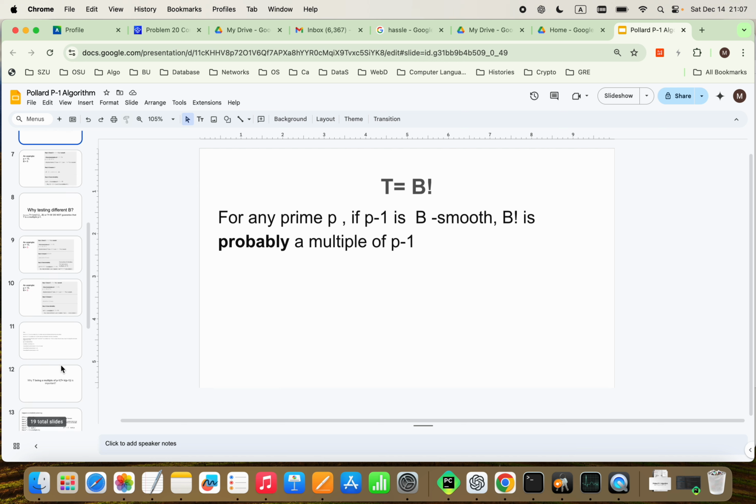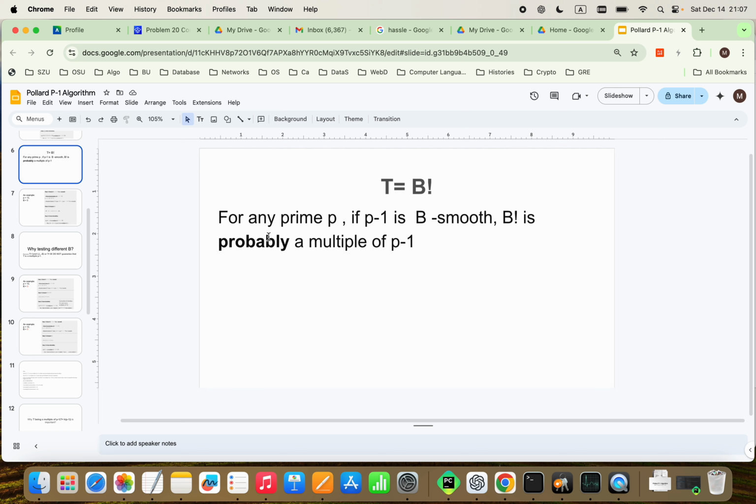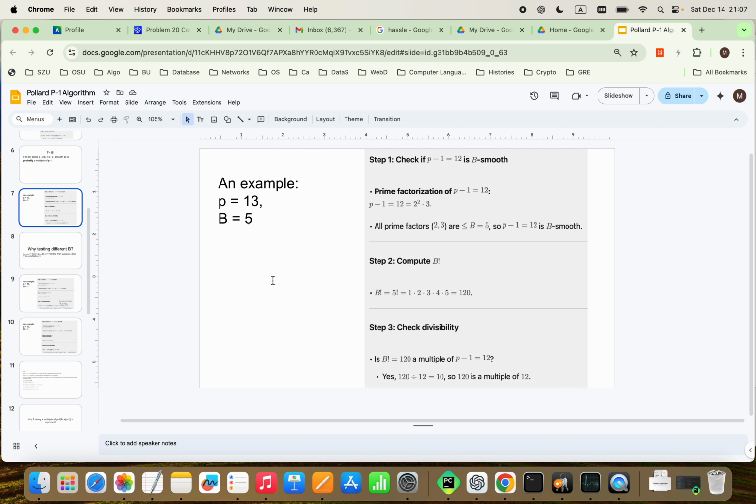Now we discuss this one. For any prime p, if p-1 is b-smooth, then b factorial is probably, most likely, a multiple of p-1. I give you an example here. So p is 13, b is 5, same as before, and the factorization is the same. So it's 5-smooth, and b factorial is 120. Is 120 a multiple of 12?